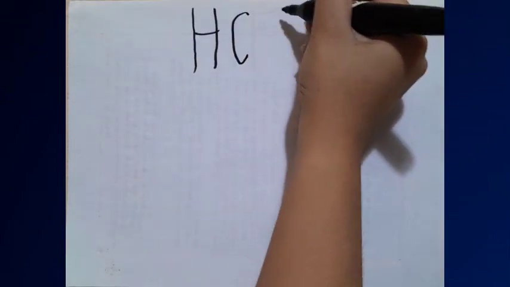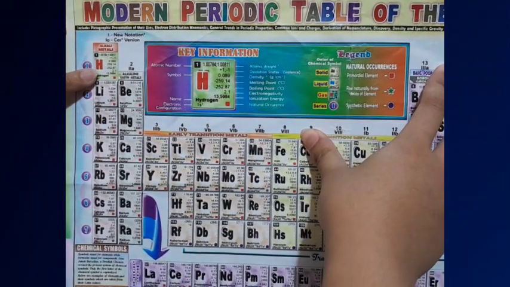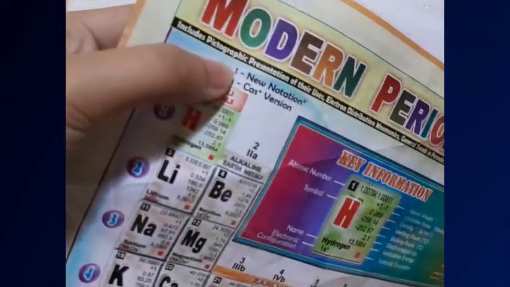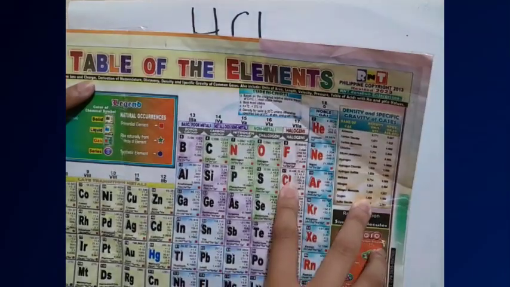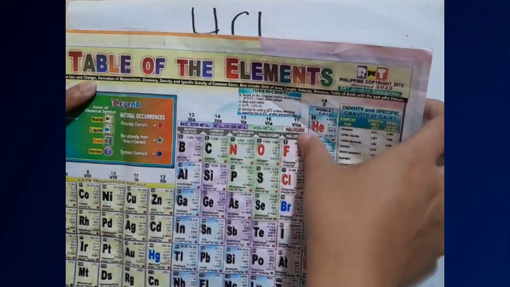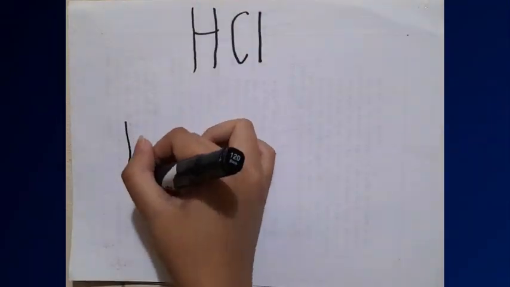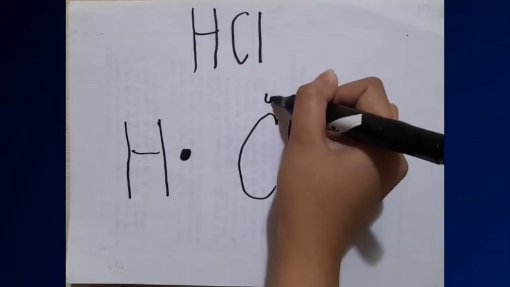Let's have another example. The compound HCl or hydrogen chloride. The element hydrogen again belongs to a non-metal group. Likewise with element Cl or chlorine. Now again, element hydrogen has 1 valence electron, while chlorine also has 7 valence electrons. Again, to fulfill both conditions of element hydrogen, which is the duet rule, and element chlorine, which is the octet rule, they need to share valence electrons.